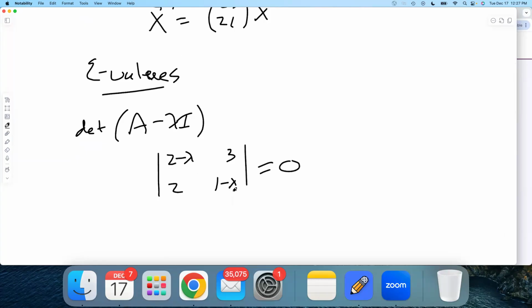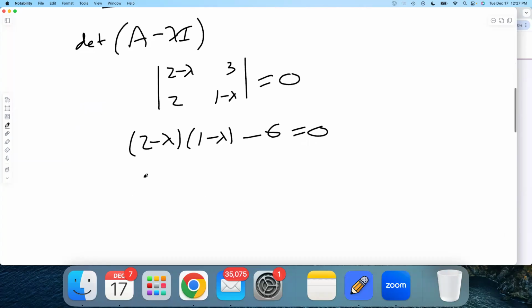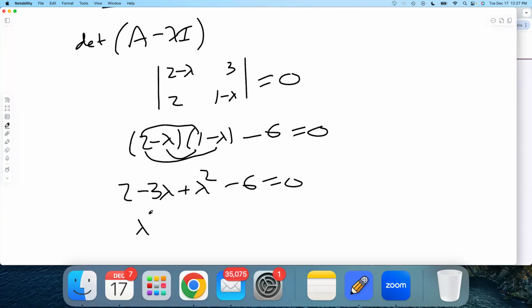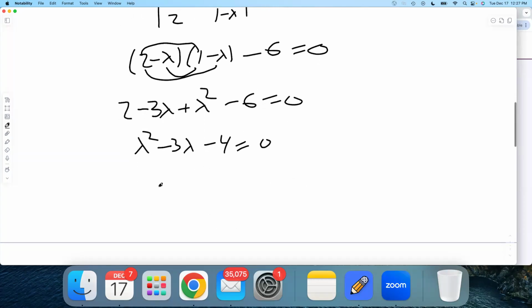Remember to do a 2 by 2 determinant, multiply this way minus that way. So 2 minus lambda times 1 minus lambda minus, going this way, 6 equals 0. All right, let's clean this up. This is where mistakes happen, by the way. Just simple arithmetic mistakes. What do we get? We get 2 minus 2 minus 1, so minus 3 lambda plus lambda squared minus 6 equals 0. So that's lambda squared minus 3 lambda minus 4 equals 0.